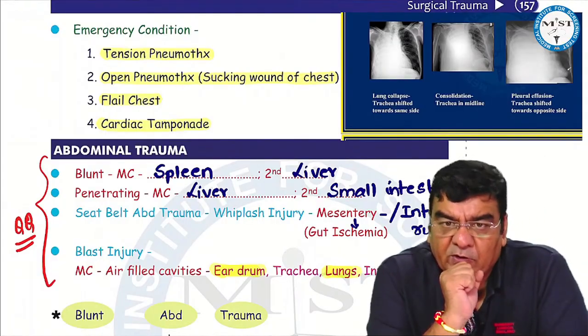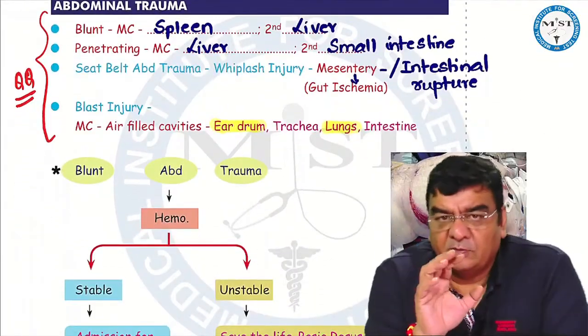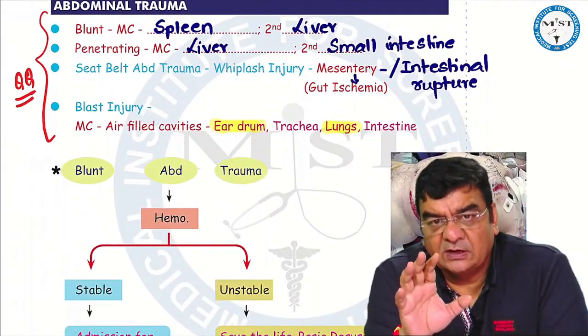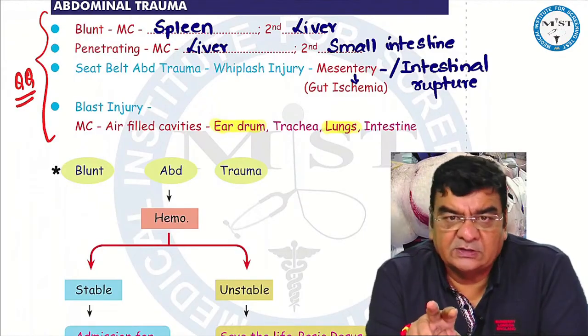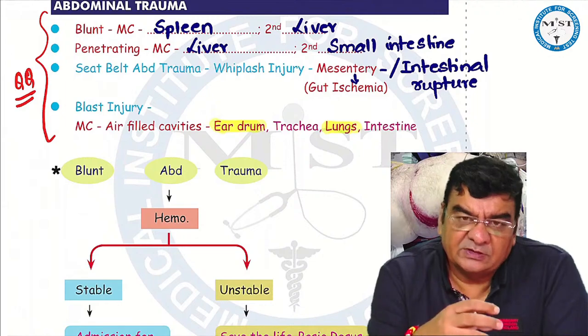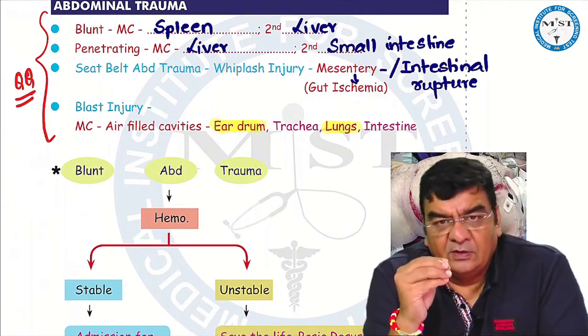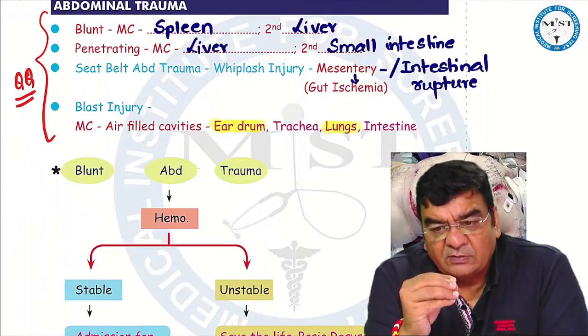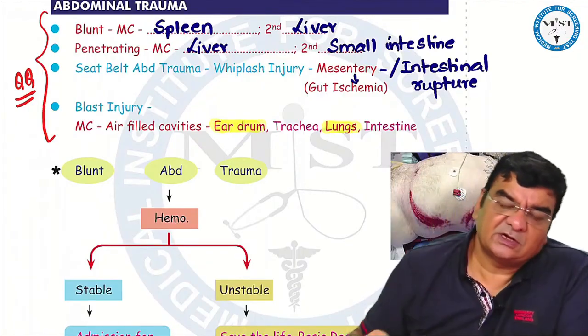If we look at the abdominal trauma, blunt abdominal trauma most commonly spleen, second liver. Penetrating abdominal trauma most commonly liver, second small intestine. Seat belt abdominal trauma or whiplash injury most commonly mesentery and the intestines. Mesenteric injury, because mesentery is having intestinal blood vessels, so it can cause gut ischemia. Intestinal ruptures can occur.